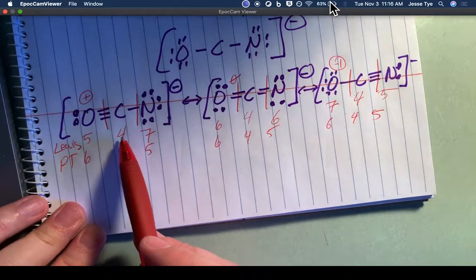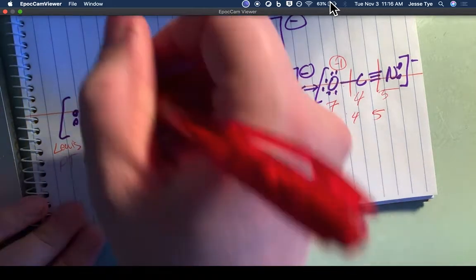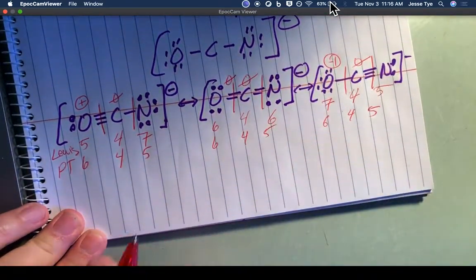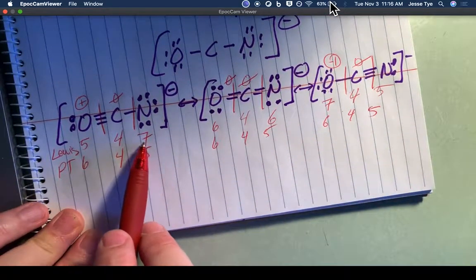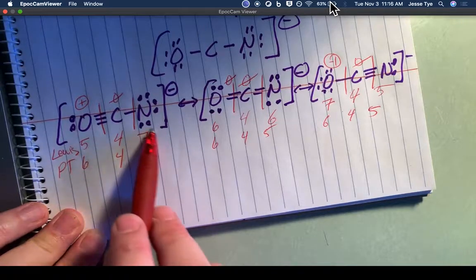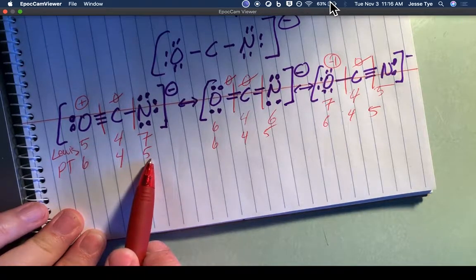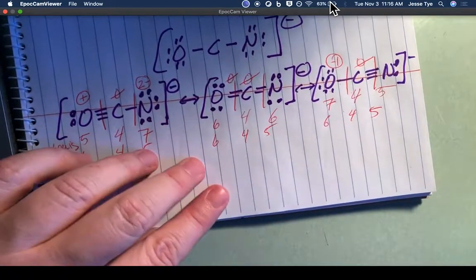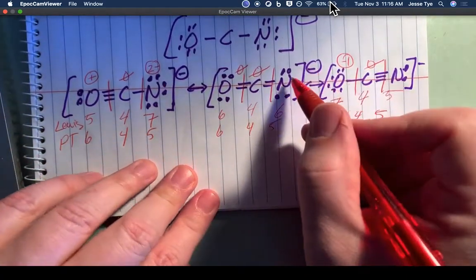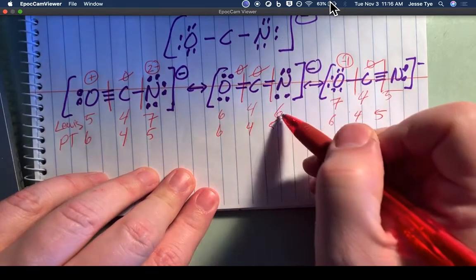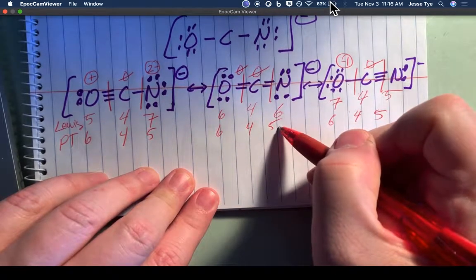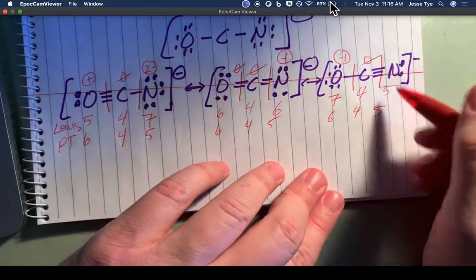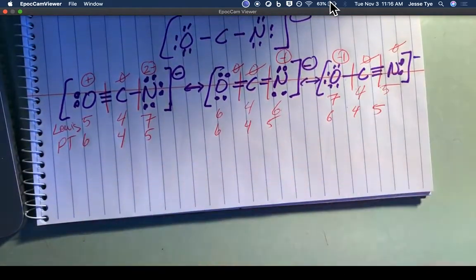Carbons are going to be boring because they're all 4, so none of the structures put any charge on the carbon. For the nitrogen, this Lewis structure has 7 valence electrons. A nitrogen atom has 5, and so this nitrogen has a 2- charge. The nitrogen in this structure has 6. From the periodic table, it has 5, so it has a -1. And finally, 5 and 5, so there's no charge here.